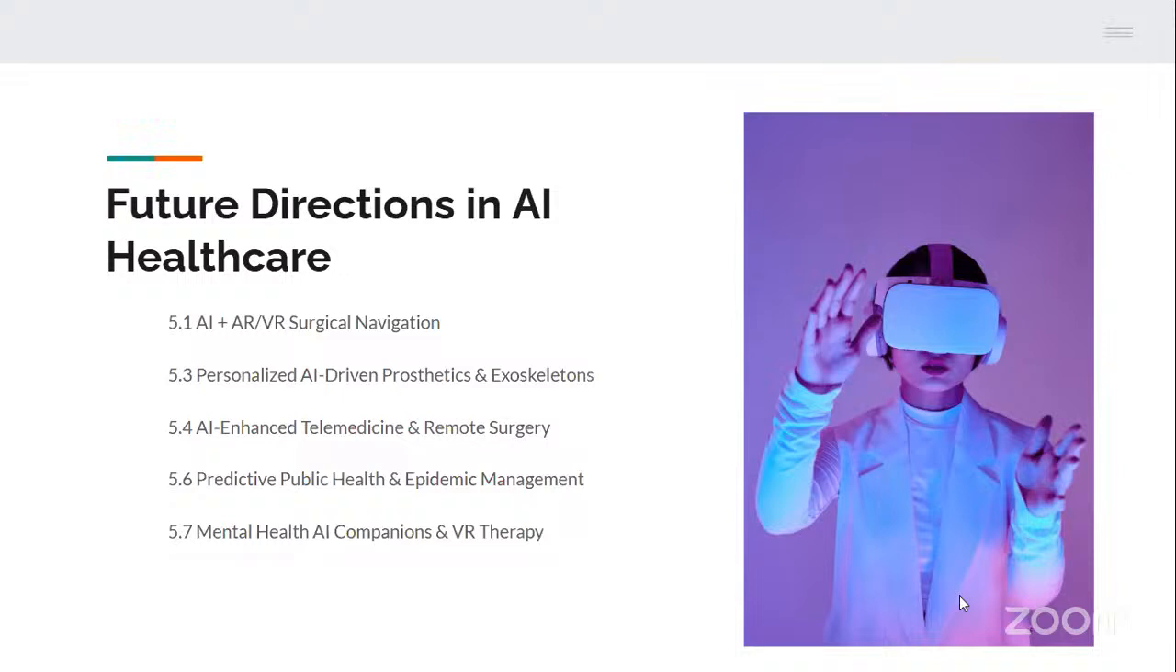It supports you as a companion, and it gives therapy and other things like this. We can integrate this with VR to be even more efficient. So, next slide.